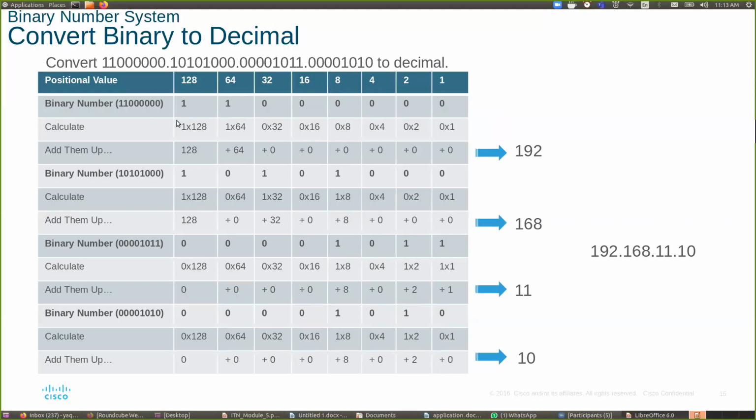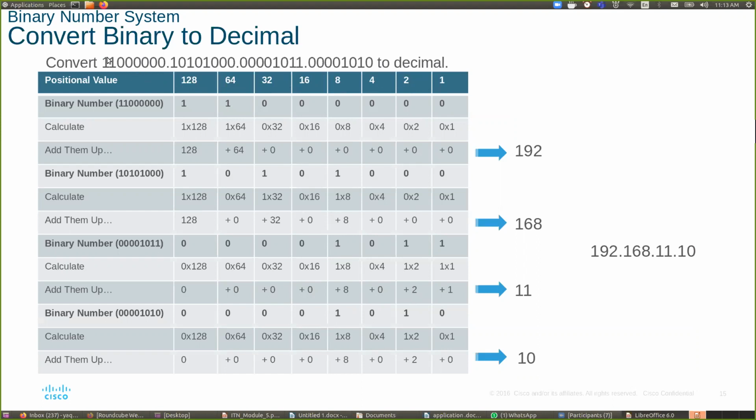So this is called converting binary to decimal. Like I told you, binaries are zeros and ones. How do you convert a binary value to a decimal value? Depending on the positional value, you can see the positional values up here: 1, 2, 4, 8, 16, 32, 64, and 128.